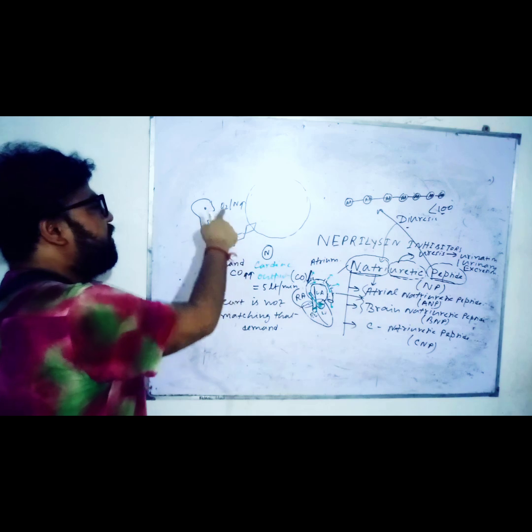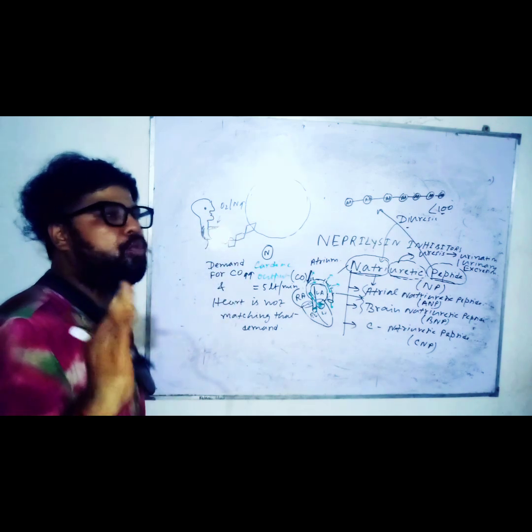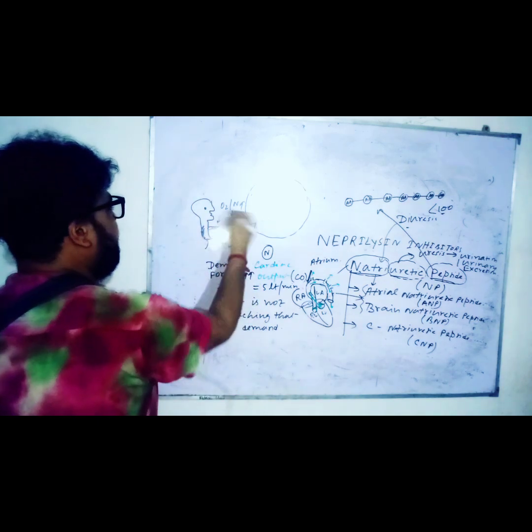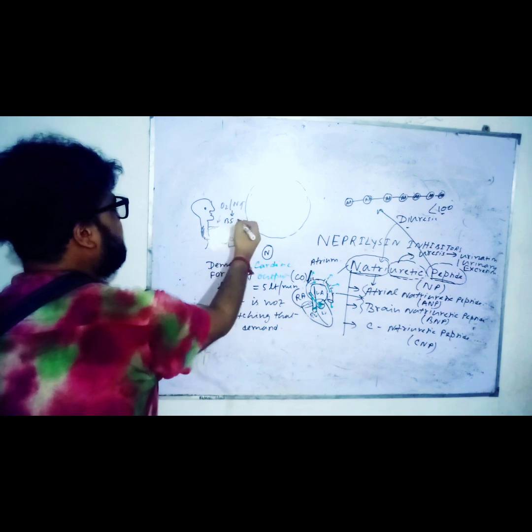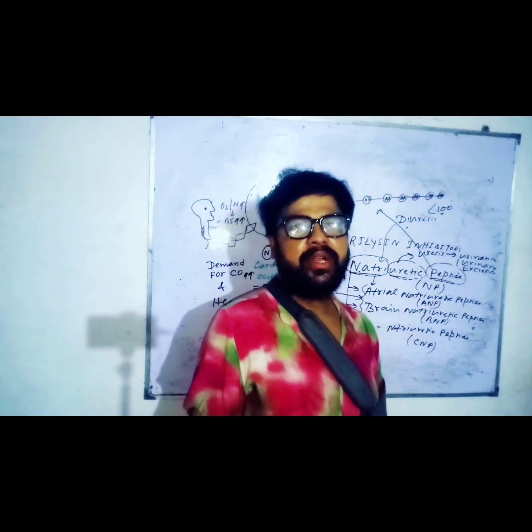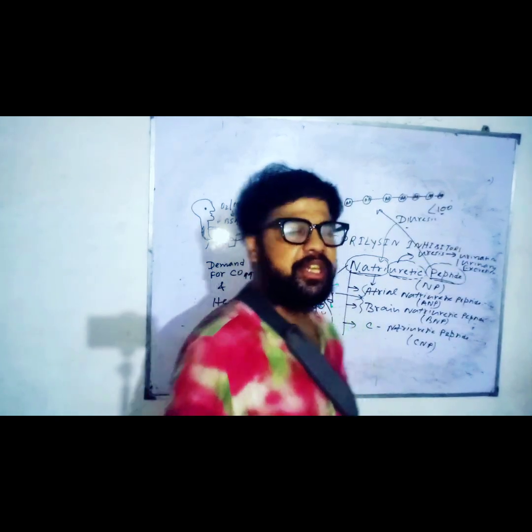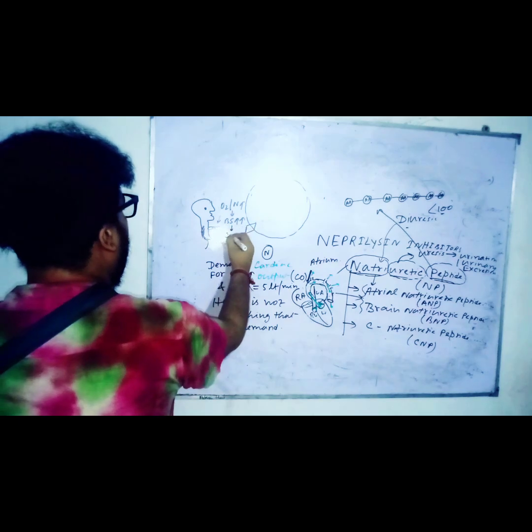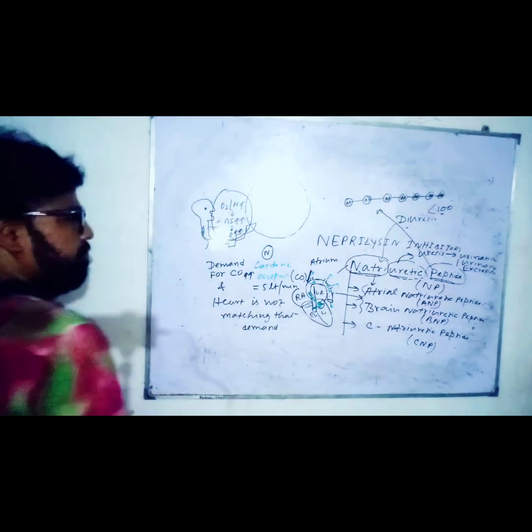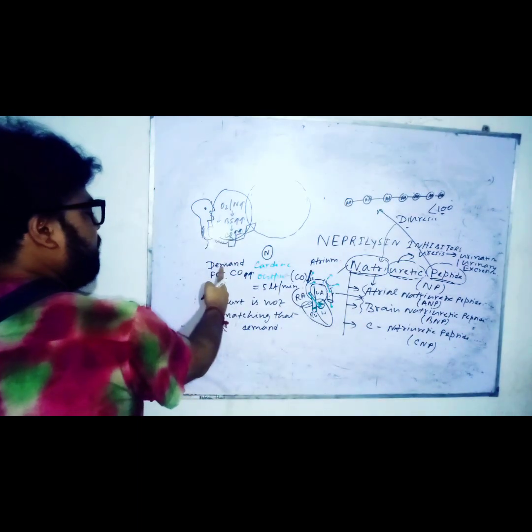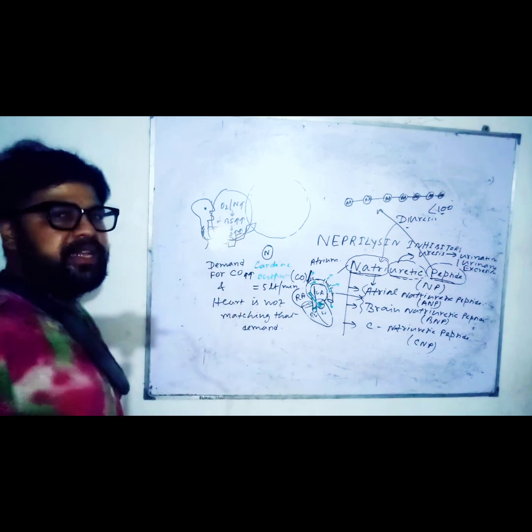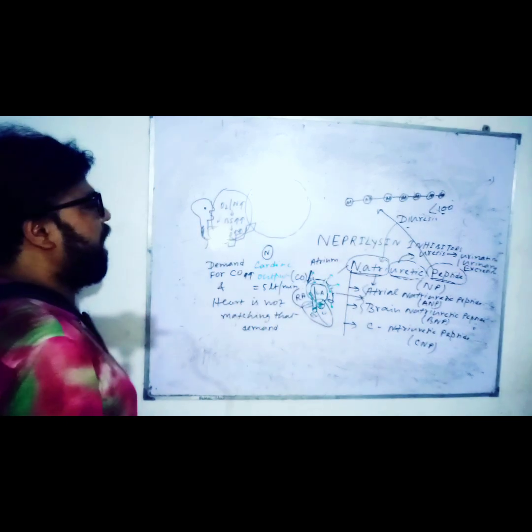Now how will this greater amount of nutrients and oxygen reach there? Through increased blood supply. That means the blood supply to this muscle should be increased. How to increase the blood supply? Your heart's cardiac output should be increased. This situation is the increased demand for cardiac output.